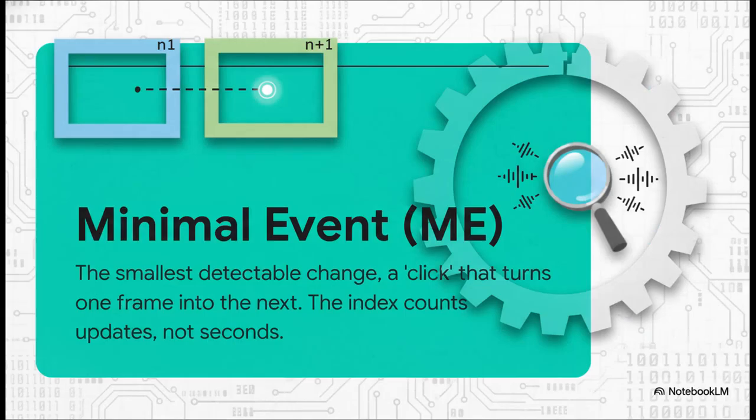So, how do we get from one frame to the next? Well, we do it through something called a minimal event. This is the smallest detectable change possible. Think of it as a fundamental click of the universe's machinery. When a click happens, we move from frame n to frame n+1. And here's the really key part. That index, the n, isn't counting seconds. It's just counting the number of events that have happened.